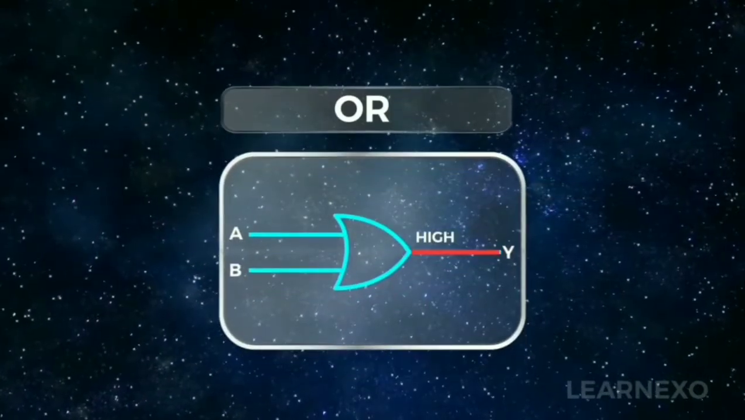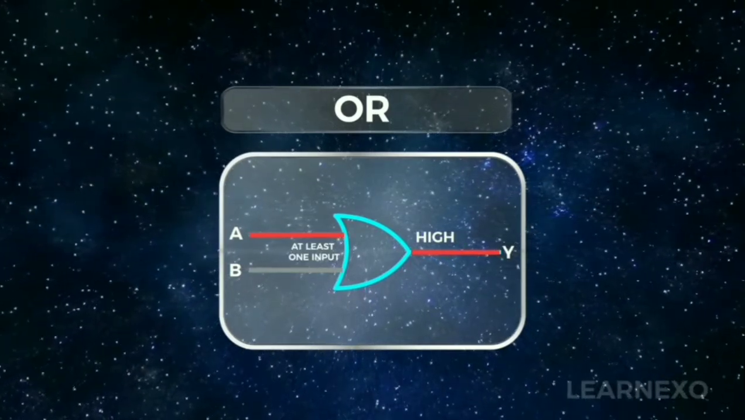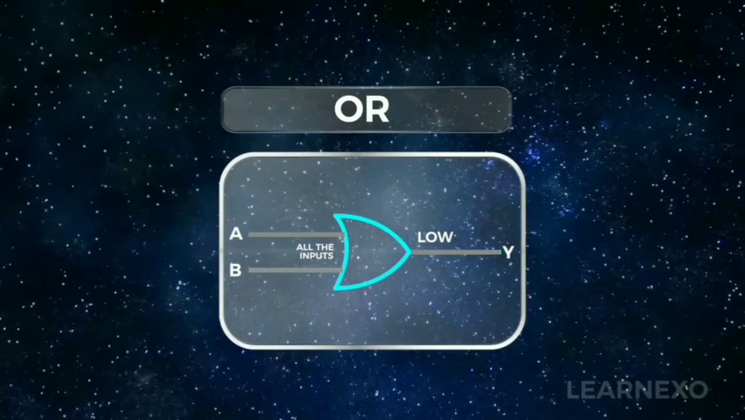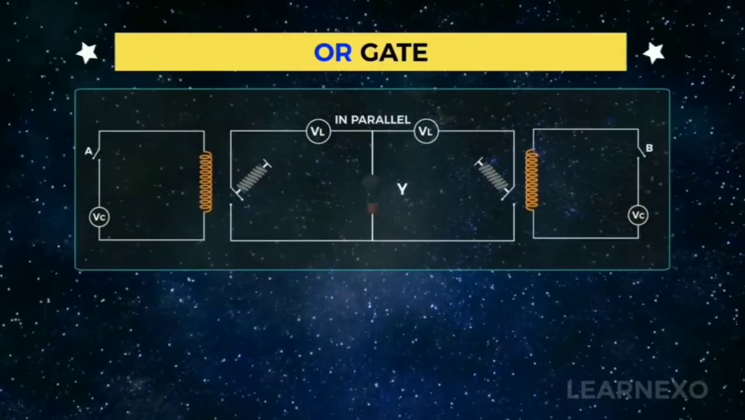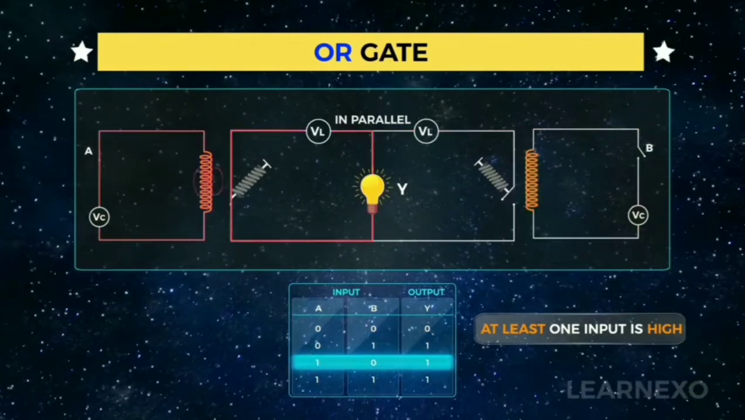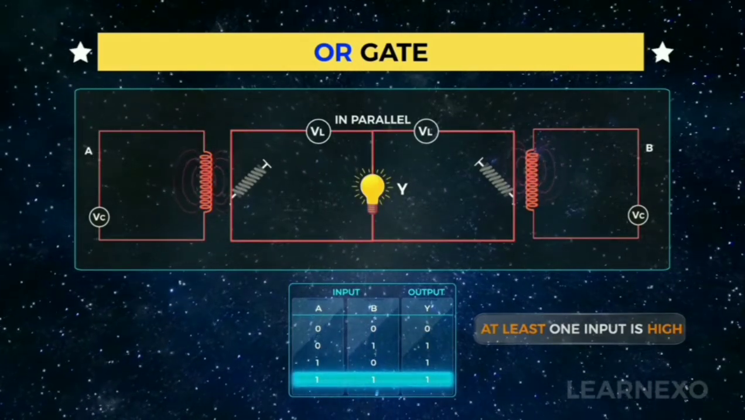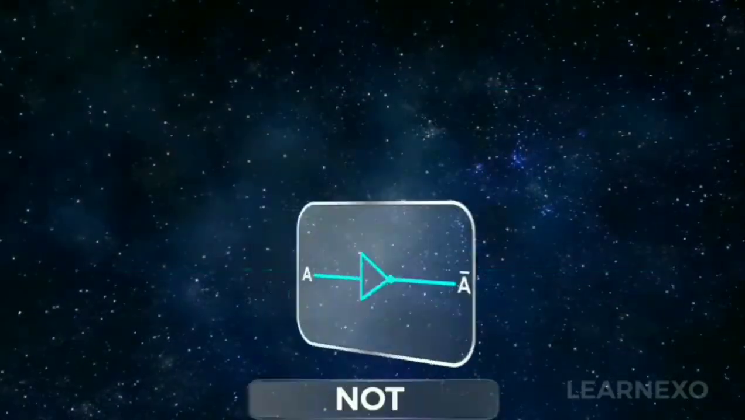OR gate. It allows output current to be high if at least one of the input currents is high. It makes output current low when all the input currents are low. When we connect 2 relays in parallel as shown, it behaves as an OR gate and allows output current to be high if at least one input is high. Otherwise it outputs low.